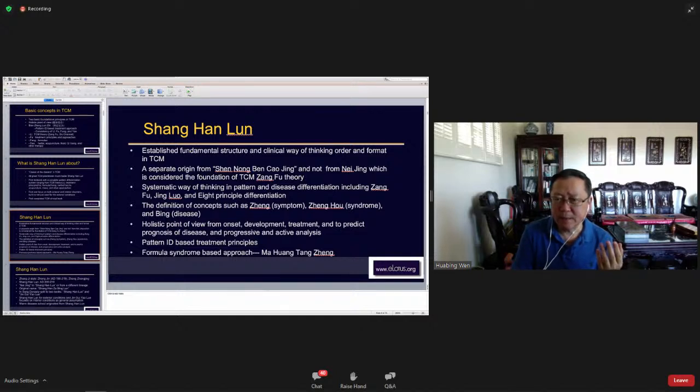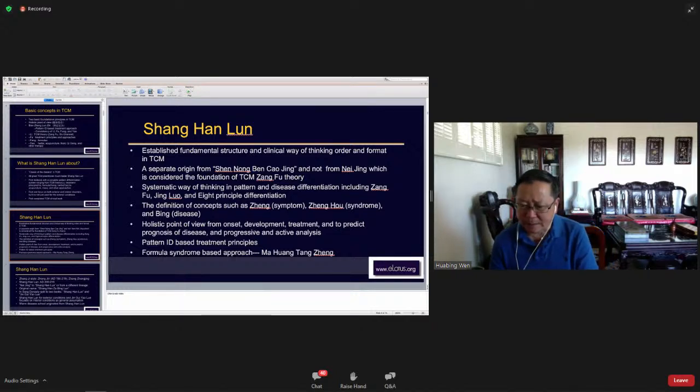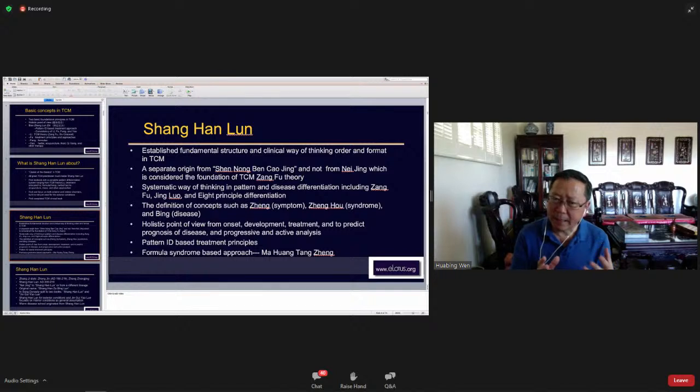When it comes to pattern and disease differentiation, on top of the six channels, you can incorporate Zang Fu and Jing Luo channels, and you can also see eight principle differentiation. A little bit of background review: the eight principle differentiation we know is exterior, interior, deficiency, excess, cold, heat, yin and yang. That actually comes very late, in the Qing dynasty, from a practitioner called Cheng Guopeng.